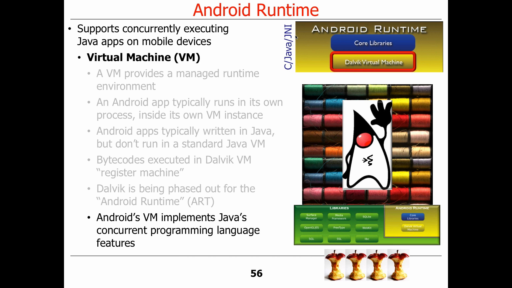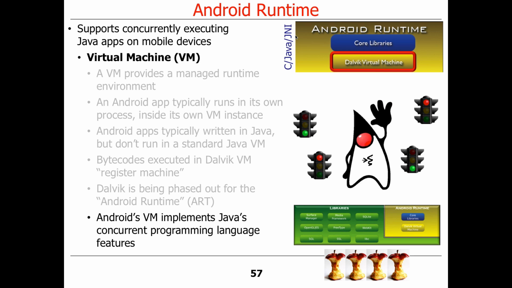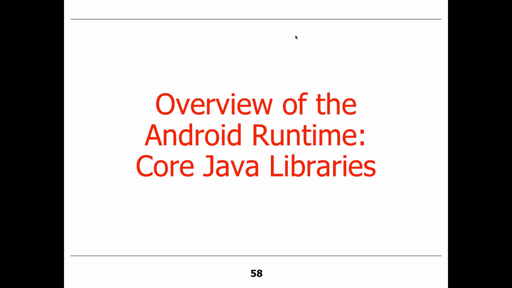In the last couple seconds here, the virtual machines, whether it's Dalvik or ART or whatever, implement all the concurrent programming language features that they support in Java, and we'll cover more of those as we get a little further along in the course.